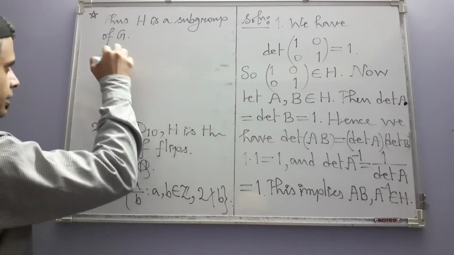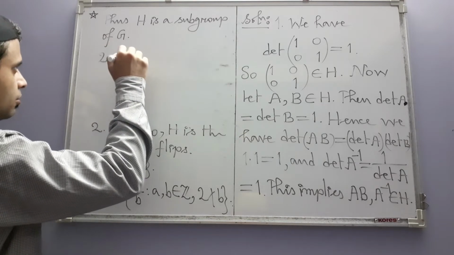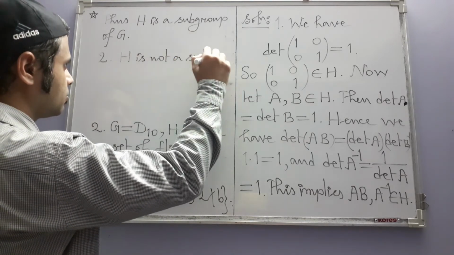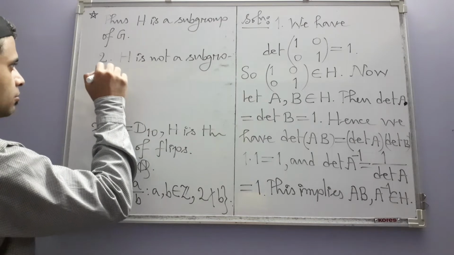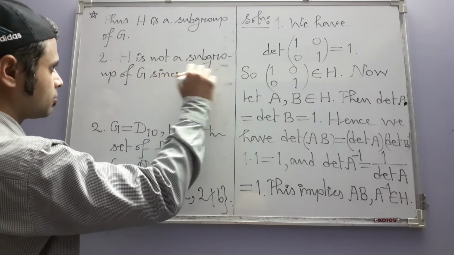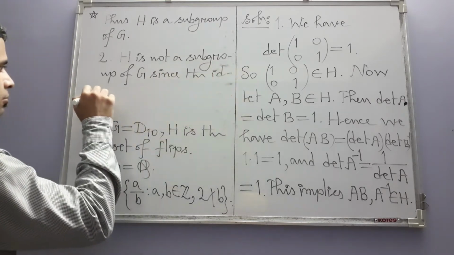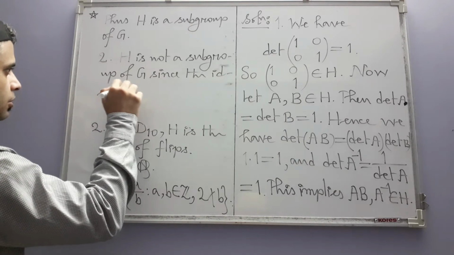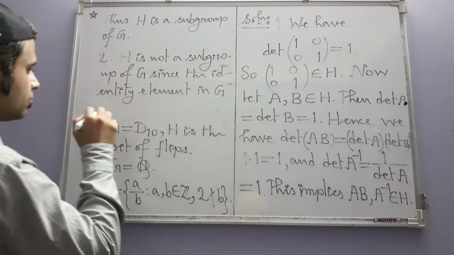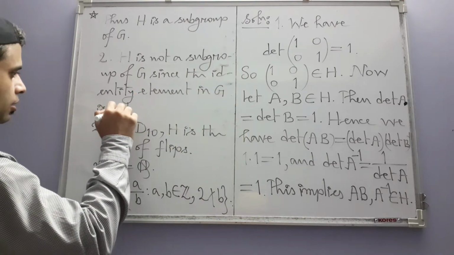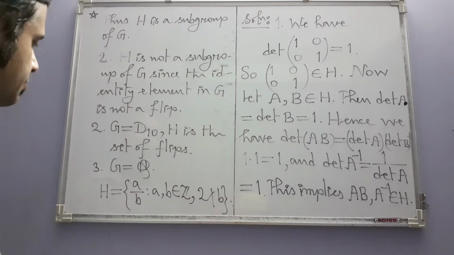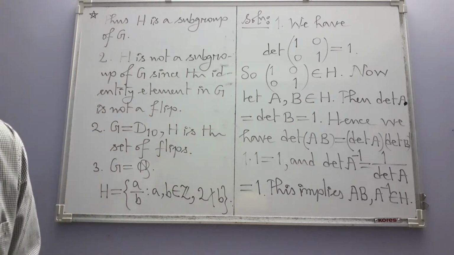2. We write directly like this: H is not a subgroup of G since the identity element in G is not a flip. This much is enough. Okay, so that is the second subdivision.